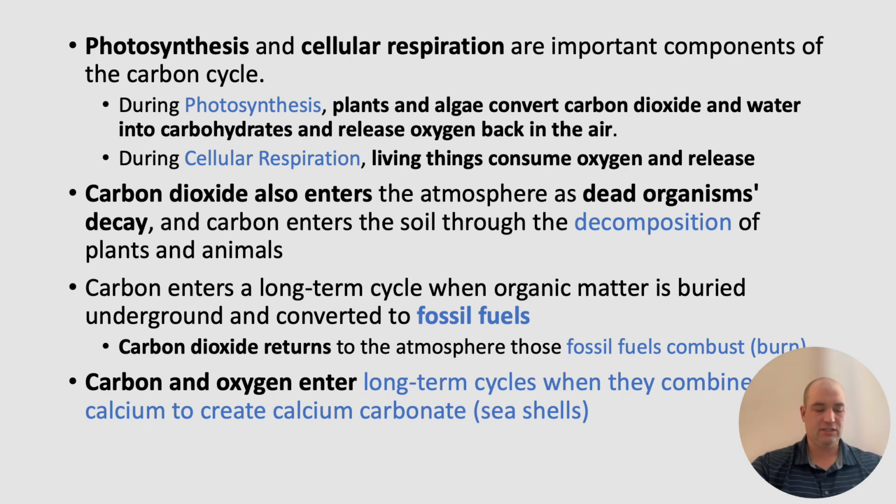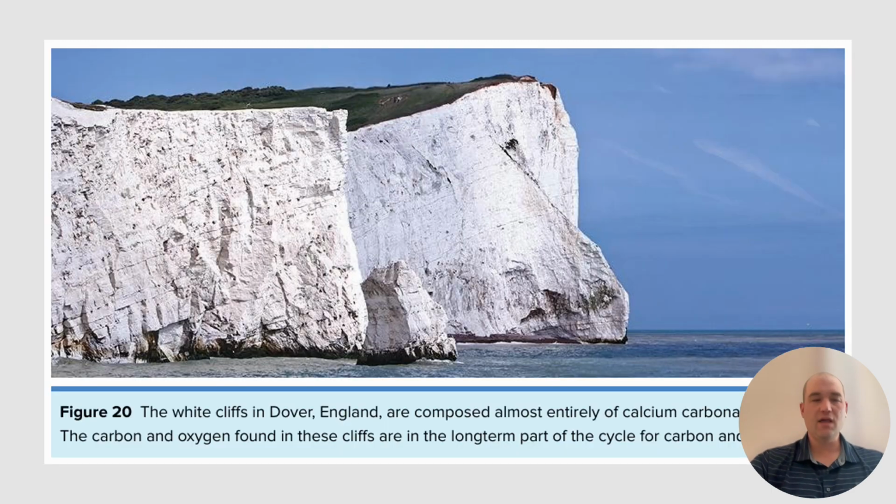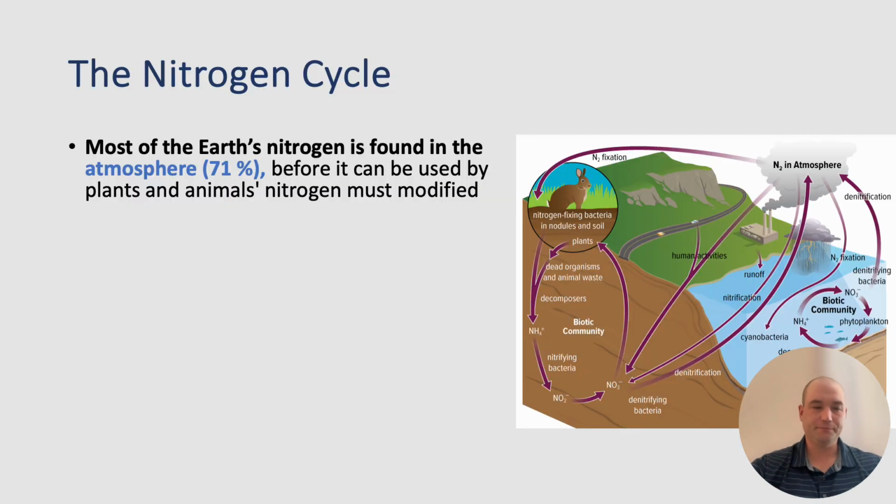And finally, carbon dioxide and oxygen enter long-term cycles when they are combined with calcium to create calcium carbonate, which is what seashells are made of. Now, an example of a long-term storage one that we do have are the White Cliffs of Dover. All of these white cliffs are made of calcium carbonate. So again, there's a large amount of CO2 that is stored inside of these White Cliffs of Dover.